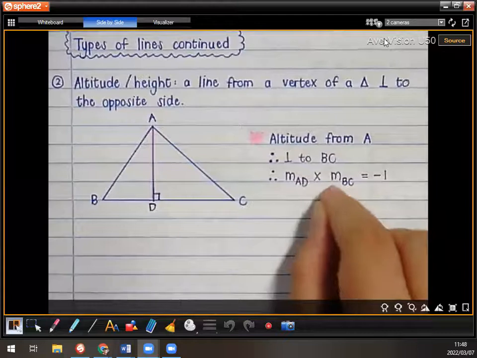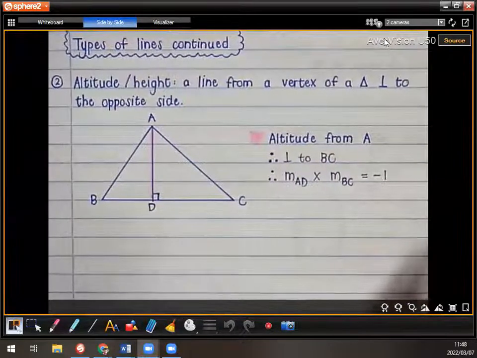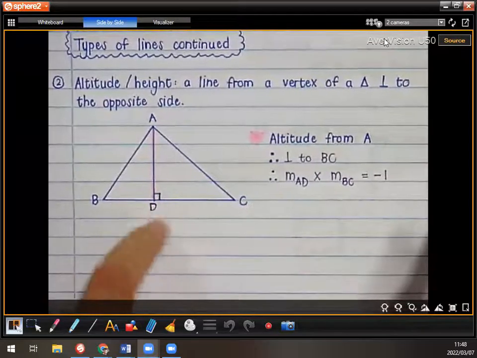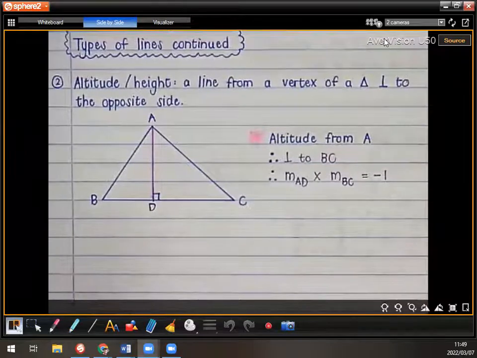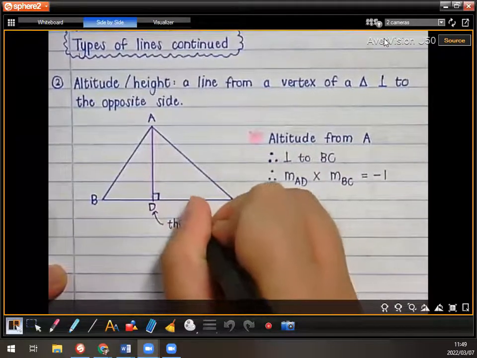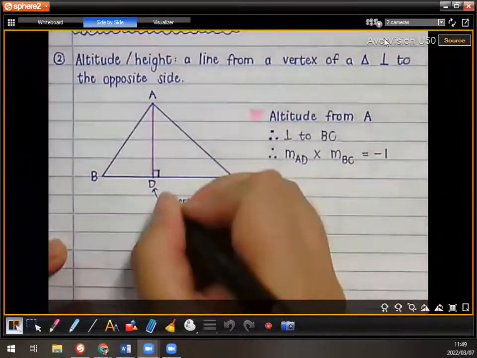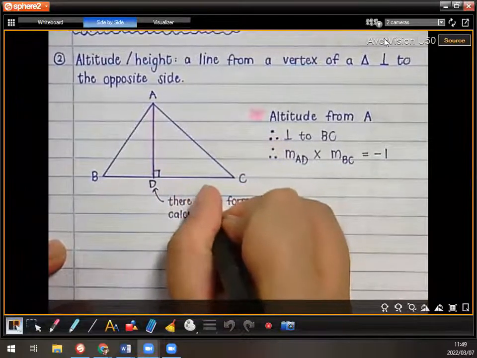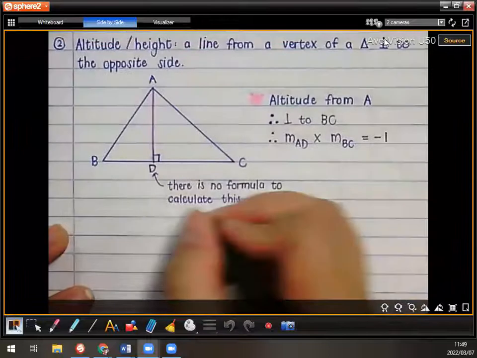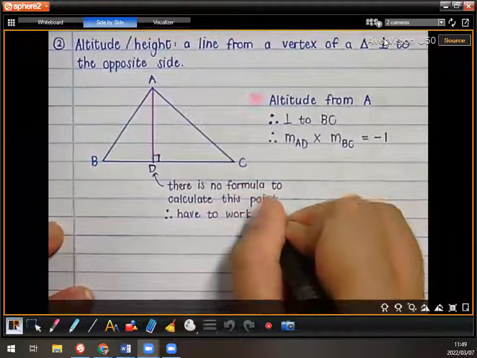And guys, this is very important. We are going to use this to find the equation of the line. This calculation is going to be completely different from the previous one. In the previous one, we could calculate the midpoint of that opposite side. There is no formula to calculate a point that is perpendicular to a line, if we just have the three points. So I'm going to write here at the bottom: there is no formula to calculate this point. Therefore, we have to work with gradients. Okay, I'll show you now. We're going to write down the steps again. Follow along.